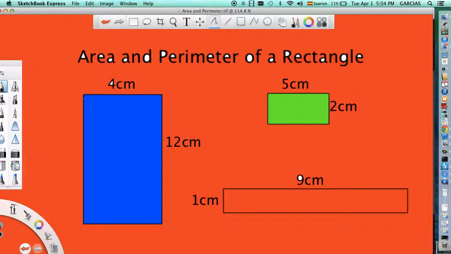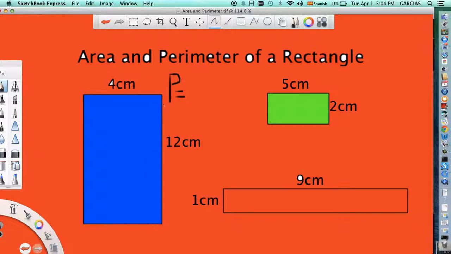The perimeter of a rectangle is basically the distance around the shape. The distance around a shape. And how do we find that distance? What we do is we need to add all the sides to know what's the total distance around.